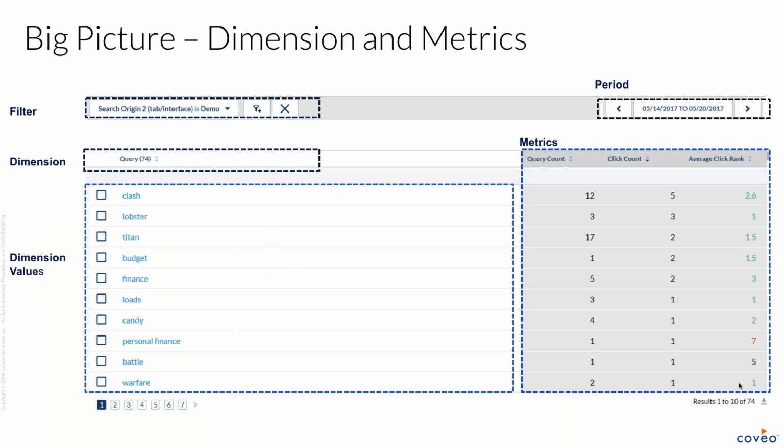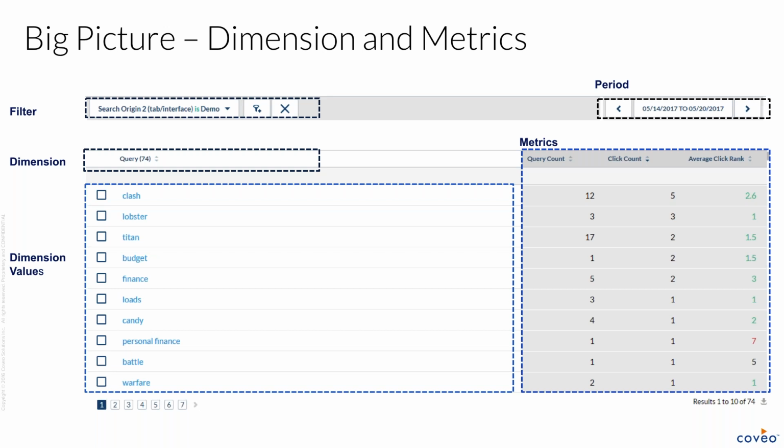So if we put this all together, this is just a reminder of what we just saw in the Explorer when we look at it on the Coveo platform. You always start by setting your period, saying I want to see events from this period to this period. Then you might add a filter.